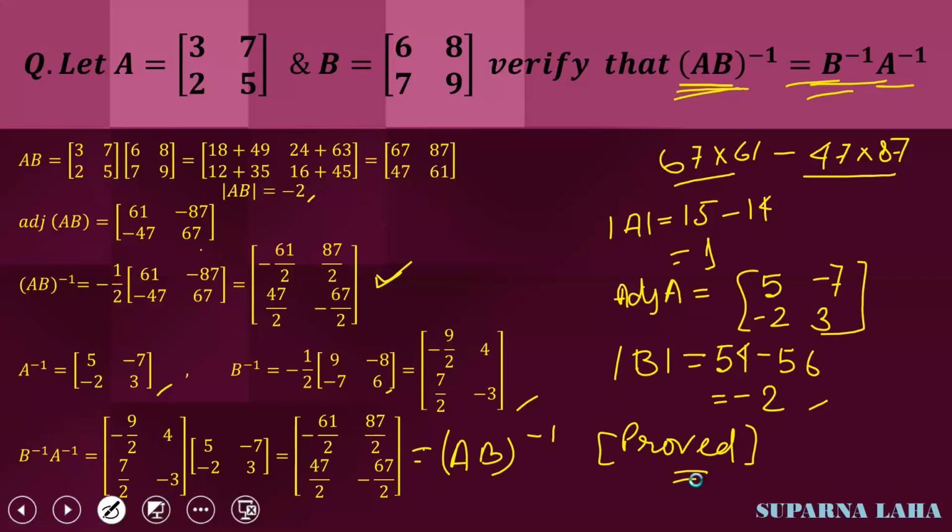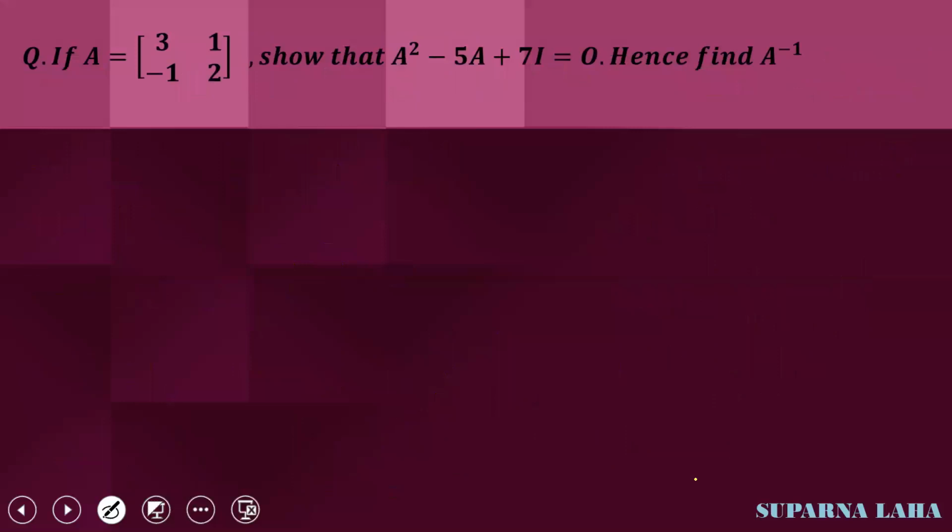So moving to the next one. If A is given as this 2 by 2 matrix 3, 1, minus 1, 2, show that A square minus 5A plus 7I equals 0, where this O means a null matrix. Hence, find A inverse. After that, you need to find A inverse. First of all, you need to show this equation.